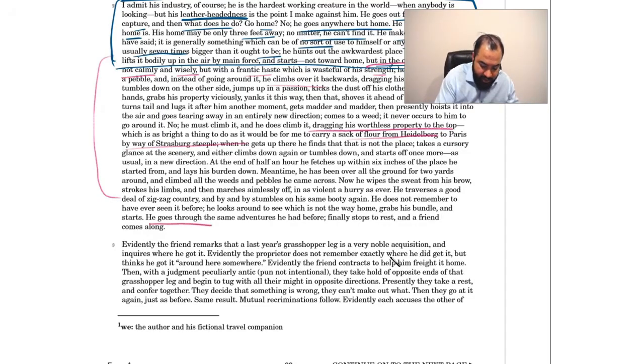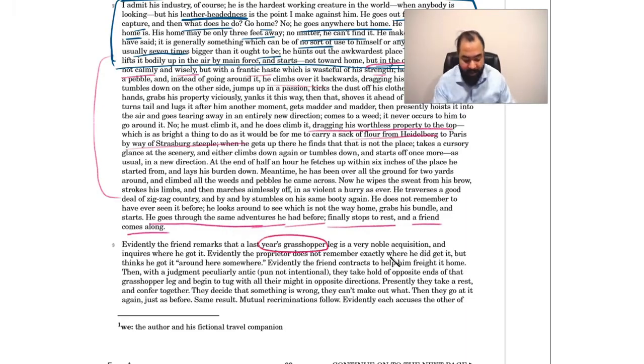Now here, as he goes through the same adventure he had before, he finally stops to rest. So he's gonna do all this hard work, he's not gonna get anything done. He's gonna rest, and a friend comes along. A friend will come, like, hey, what's up, what's going on? Evidently, the friend remarks that a last year's grasshopper's leg is a very noble acquisition. So now we know what they're talking about, the grasshopper's leg. That's what the ant was pulling around to take it home.